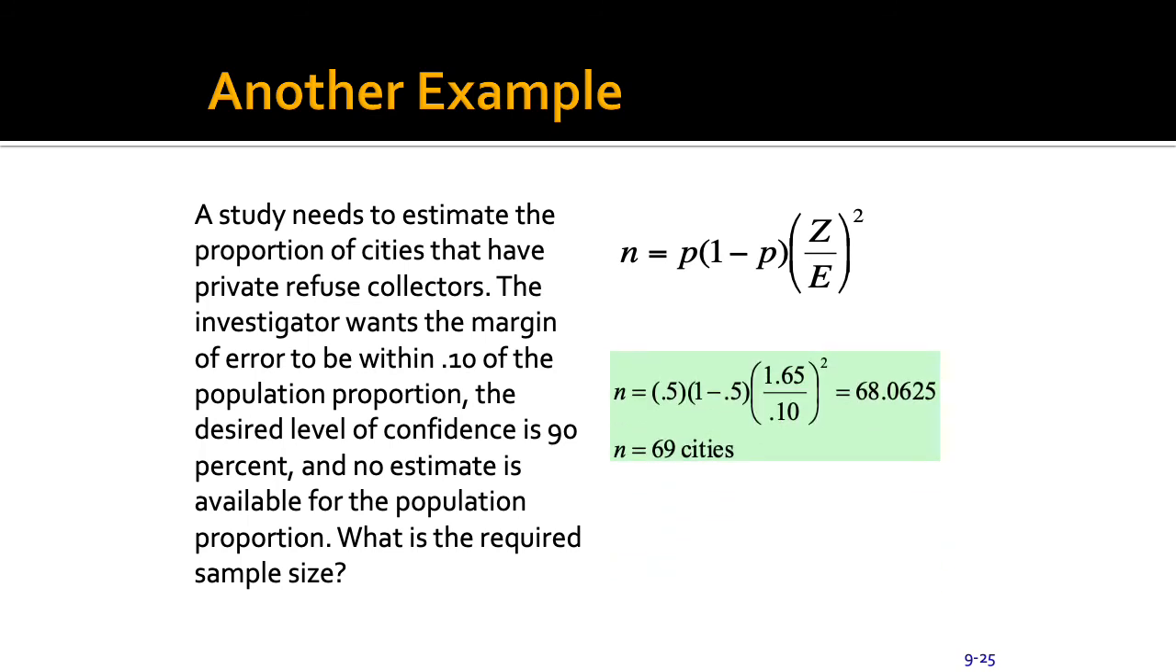So let's see what our results are. Our results are 0.5 times 1 minus 0.5 times our 1.65, which is the Z for 90%, over 0.10, our margin of error, squared, and we find that we should look at 69 cities.